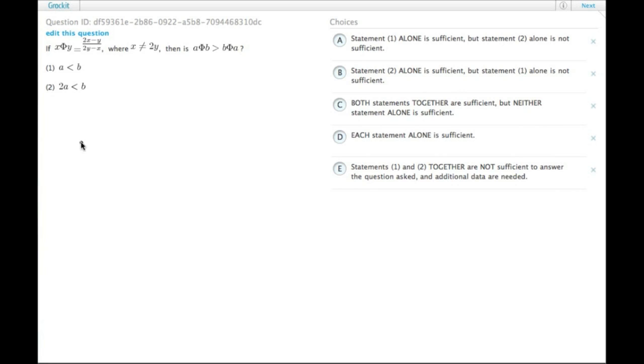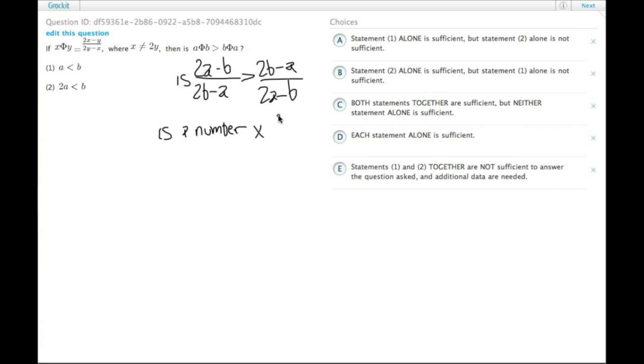And so what this is really asking is: is 2a minus b over 2b minus a greater than 2b minus a over 2a minus b? Or, just to put it another way, just treat 2a minus b as one number. Is a number x greater than the reciprocal of that same number?